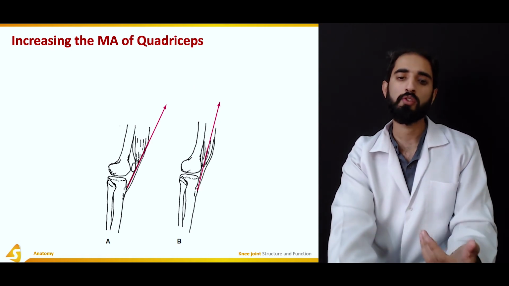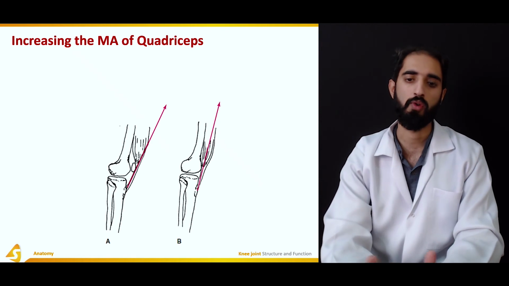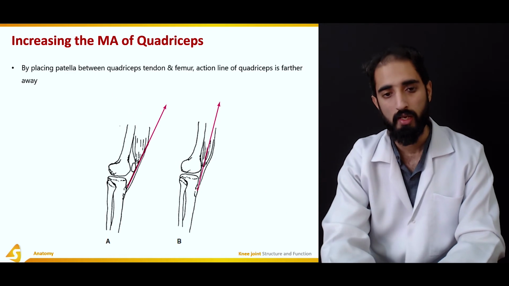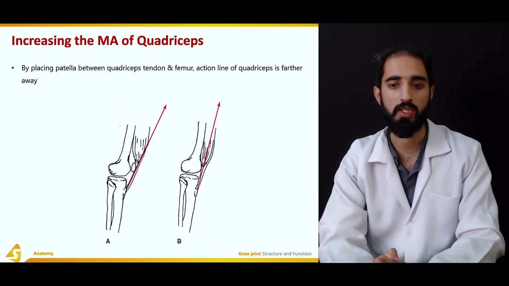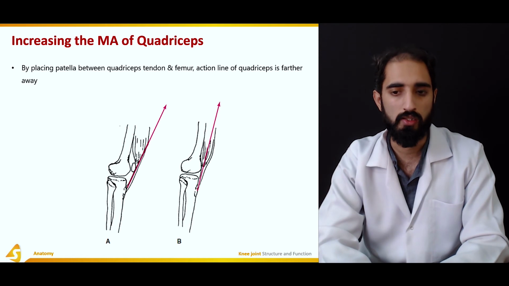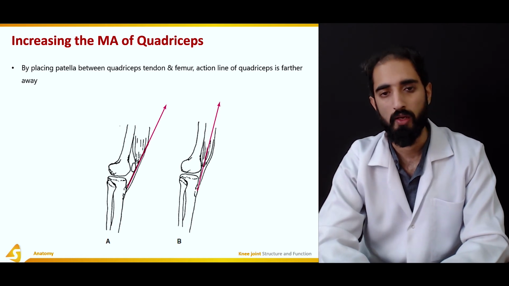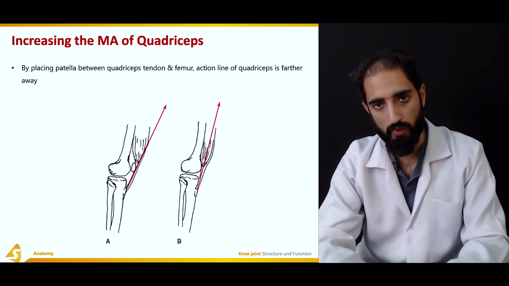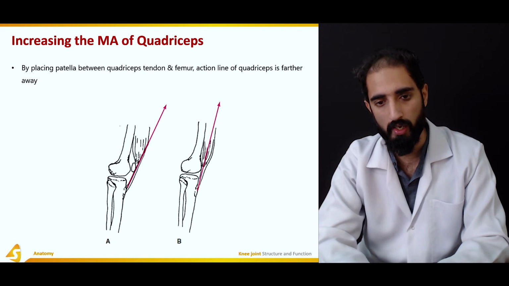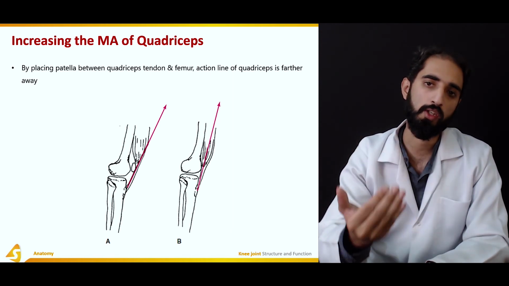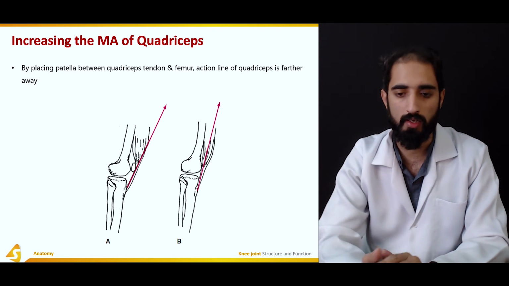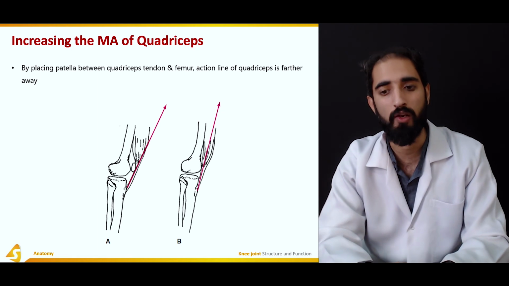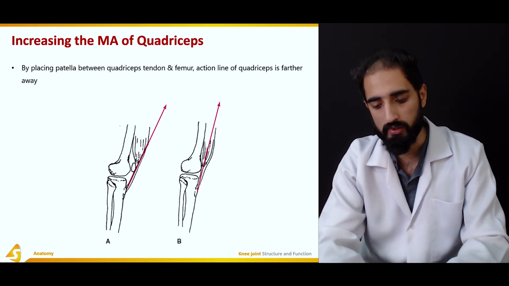Now, as already mentioned, the patella increases the mechanical advantage of the quadriceps. So how does it do that? Let's take a look. By placing the patella between the quadriceps tendon and the femur, it increases the distance between the attachment side of the quadriceps and the origin side of the quadriceps, because the quadriceps muscle now has to move over the patella and cover a greater distance. Secondly, it also alters the line of action of the quadriceps, and it also increases the effort arm.